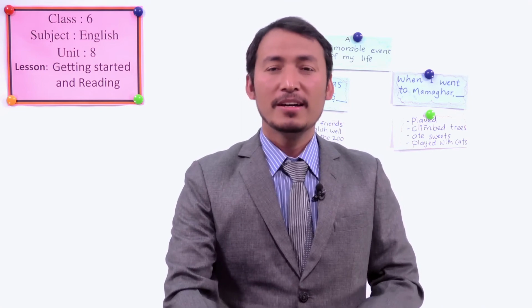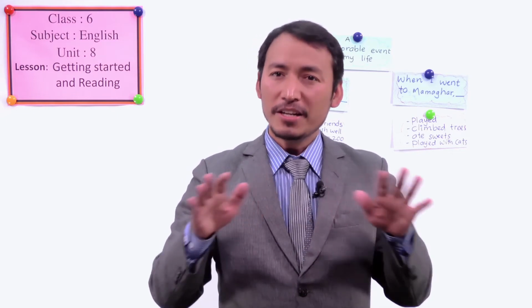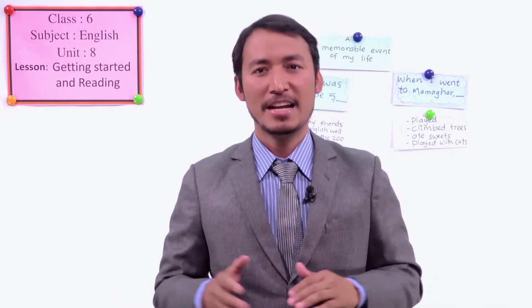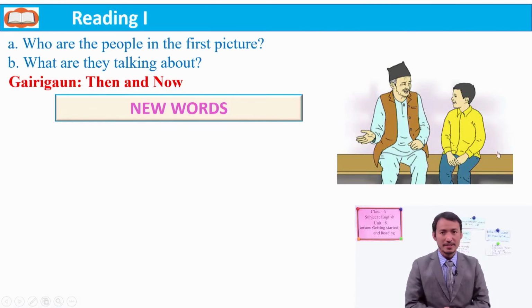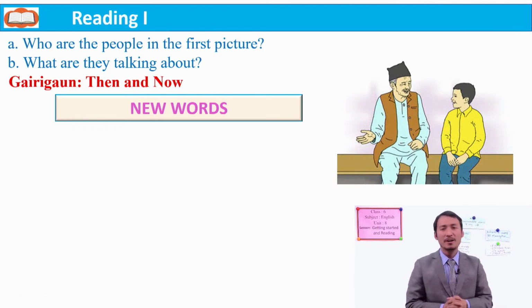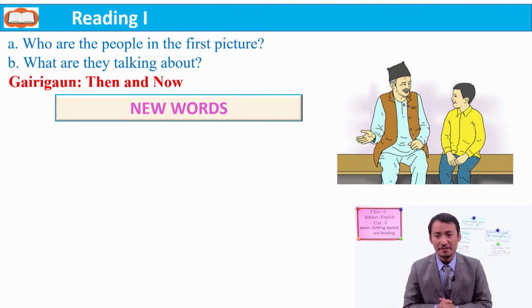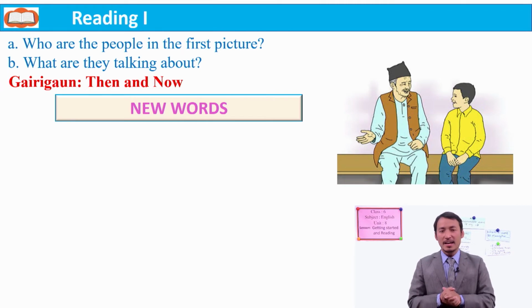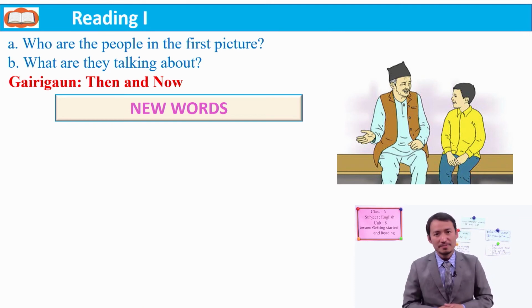Now we have another text for reading. Let me show you. It also talks about the then and now situation in a village. So first let's look at this picture. There are two people sitting here. Who are these people in the first picture? Can you guess who they are? They are definitely not friends because they have different ages, right? And what are they talking about? You can make a guess.